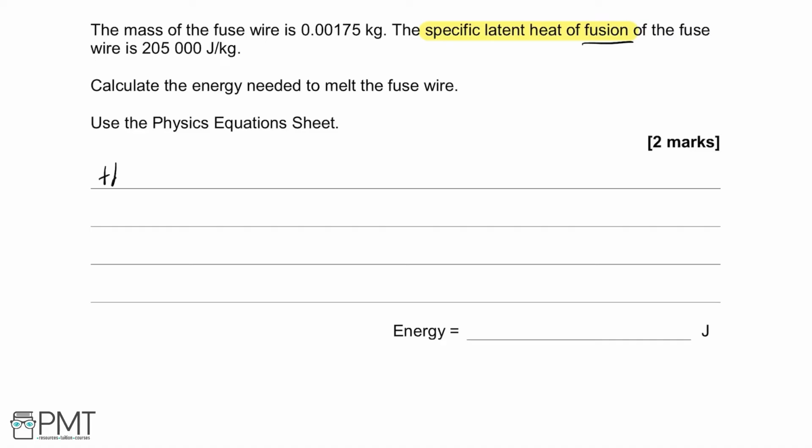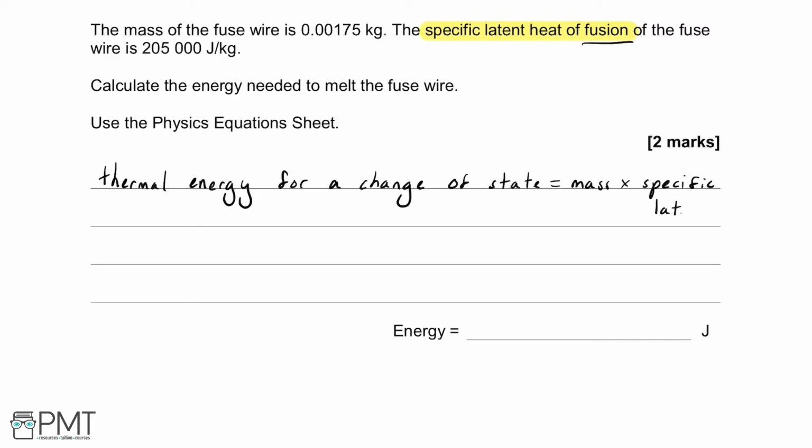And I'll tell you what that equation is. It is thermal energy for a change of state equals mass times specific latent heat. This can also be written as E equals mL, where E is the thermal energy, m is the mass, and L is the specific latent heat. So all we need to do is substitute our numbers in.